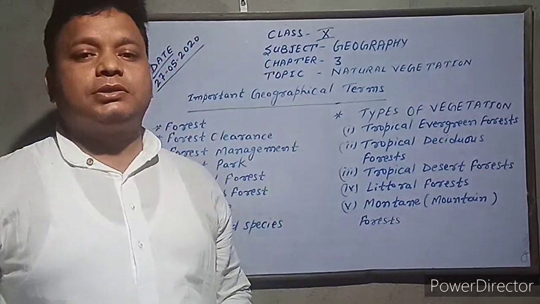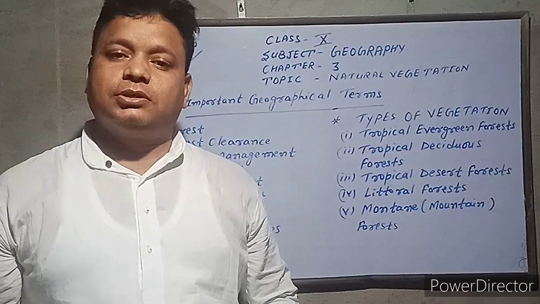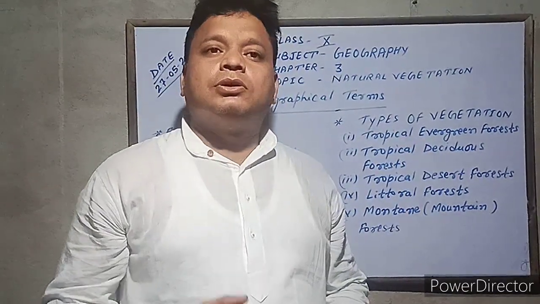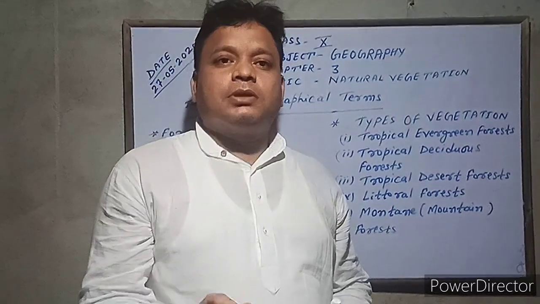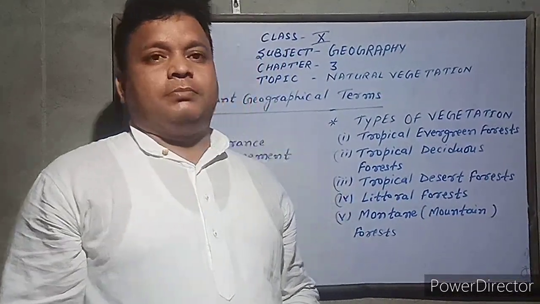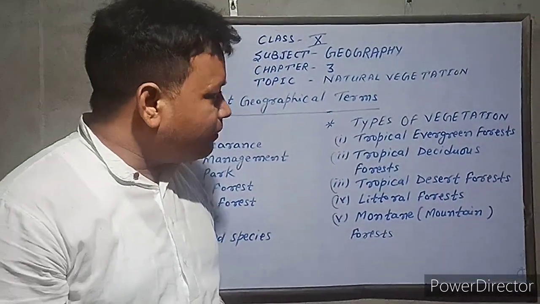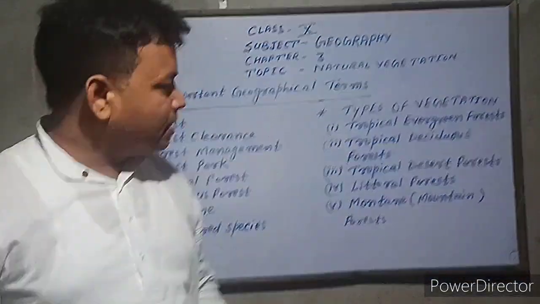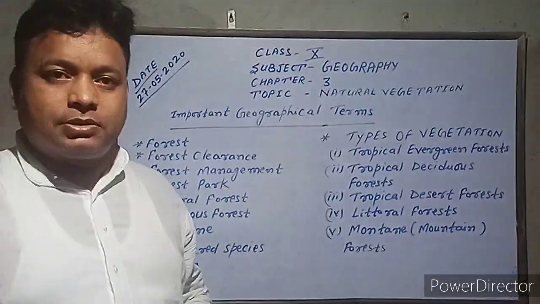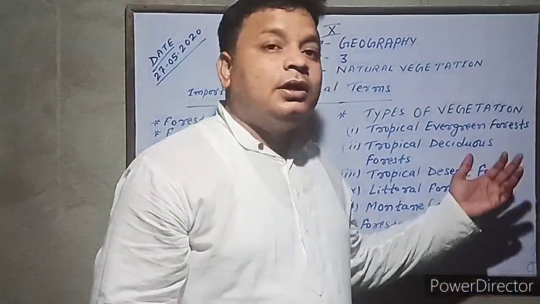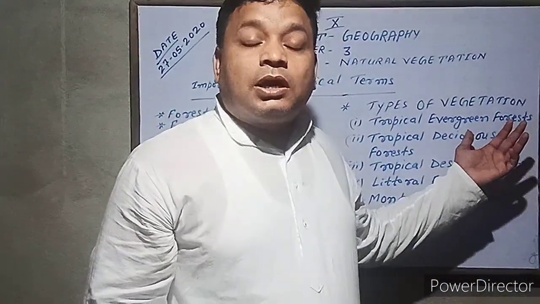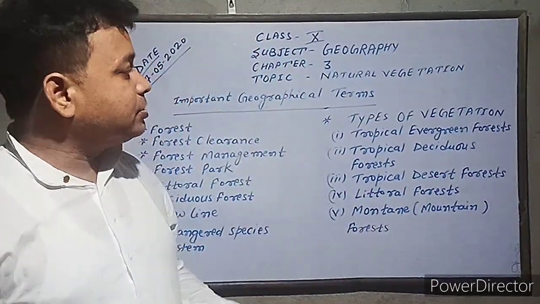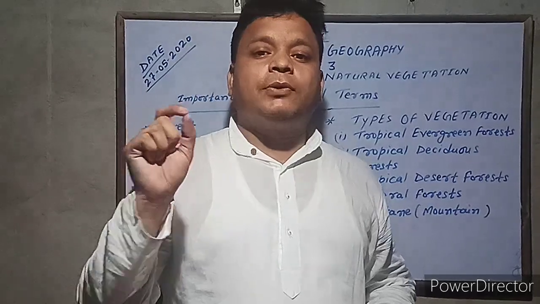Tropical evergreen forest appears green throughout the year because trees of evergreen forest do not shed their leaves at a time. Their shedding of leaves is different. That is why they look green. Second characteristic feature of this forest: the trees go to the height of 60 meters. The average height of trees of these forests is 50 meters.